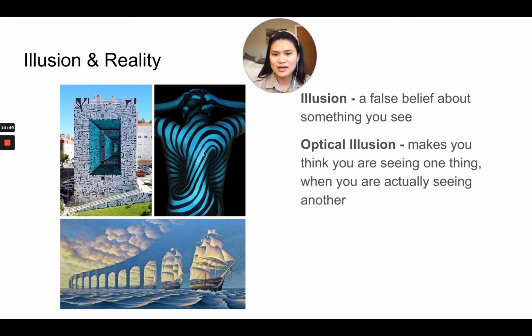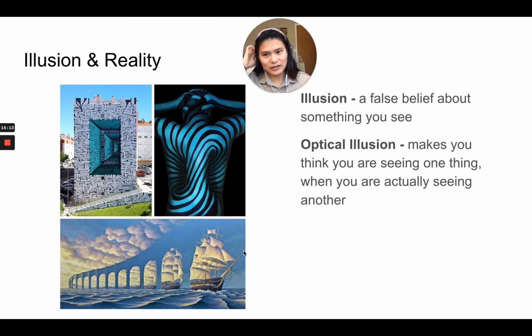This is just, I think, body paint, but it's creating an illusion of depth and this kind of swirled form on a person's back. And then this is just painted on a wall. You can't actually go into these cubes, but there's the illusion of space there.